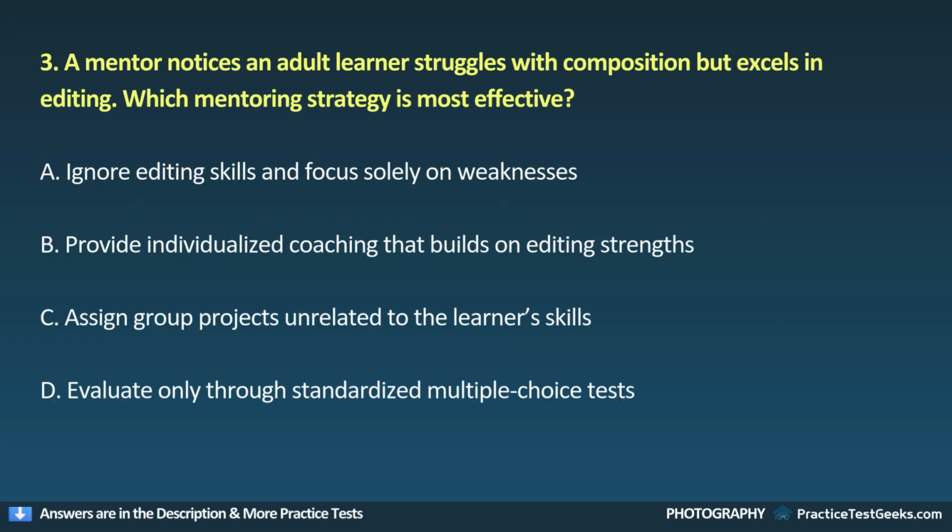3. A mentor notices an adult learner struggles with composition but excels in editing. Which mentoring strategy is most effective? A. Ignore editing skills and focus solely on weaknesses. B. Provide individualized coaching that builds on editing strengths. C. Assign group projects unrelated to the learner's skills. D. Evaluate only through standardized multiple-choice tests.